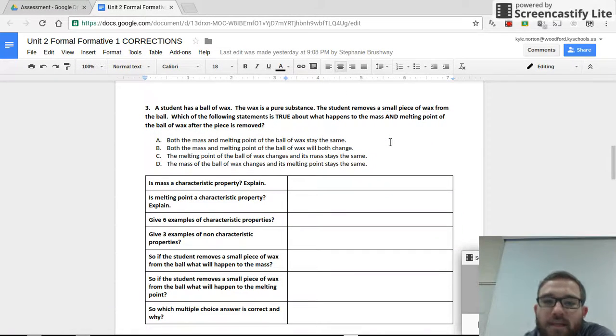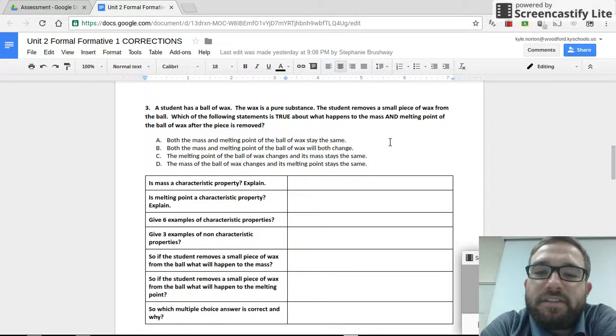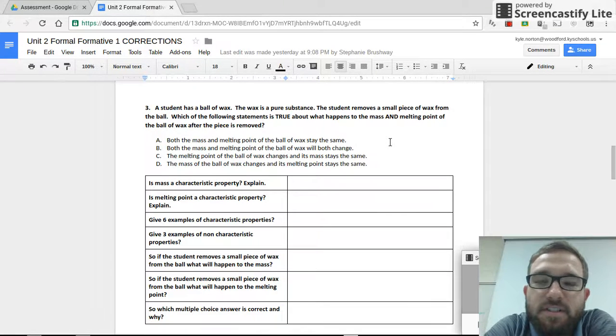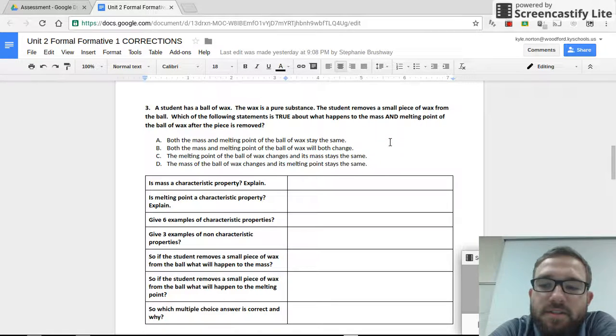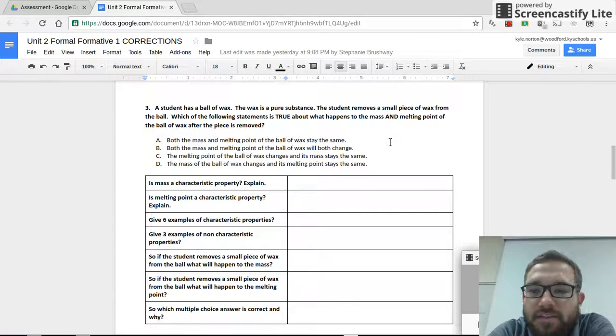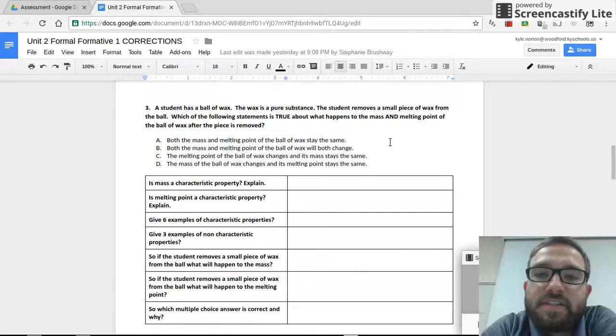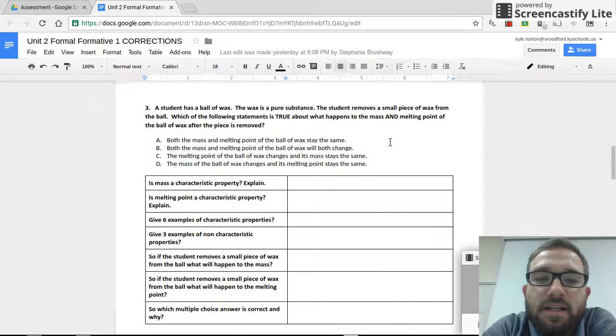Number 3, this one is seeing if you really understand that characteristic properties for a substance do not change unless that substance changes into a new substance. But non-characteristic properties can change for a substance, even if the substance doesn't change into a new substance. So here's how you have to think about it. A student has a ball of wax. The wax is a pure substance.